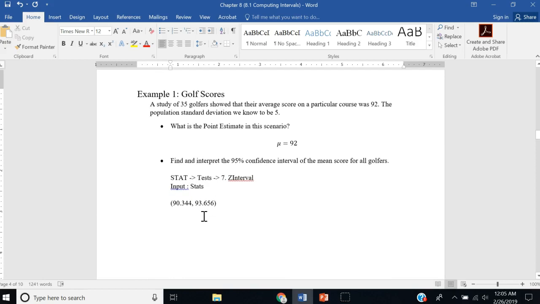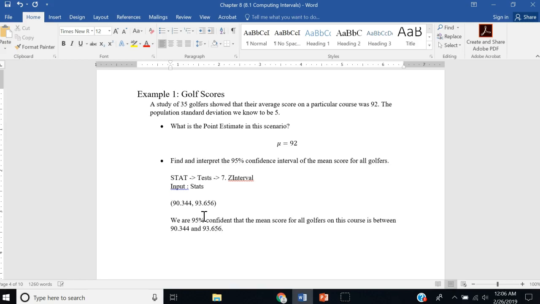So in this scenario, we are 95% confident that the mean score, well, what would the population be? It'd be for all golfers on this course, is between 90.344 and 93.656.